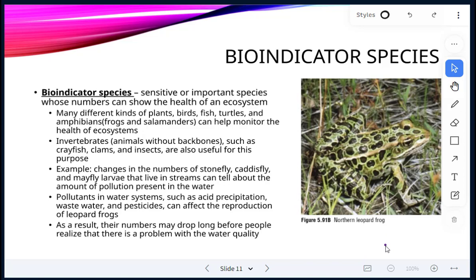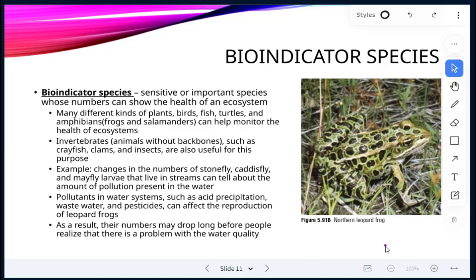So invertebrates, these are animals without backbones, such as crayfish, clams, and insects, they're also useful for this purpose of determining, for example, water quality. So for example, changes in the numbers of stonefly, caddisfly, and mayfly larvae that live in streams can tell about the amount of pollution present in the water.